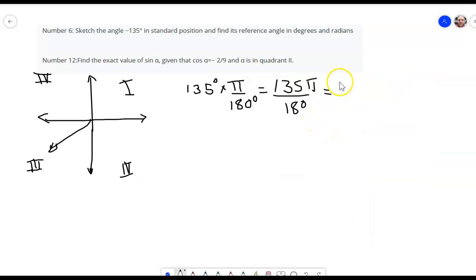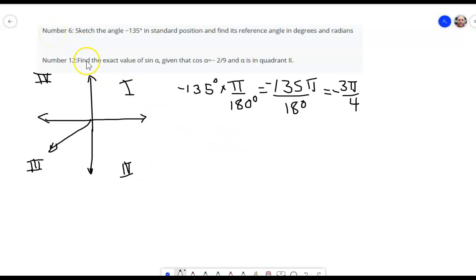So this is going to be 3 pi over 4. And remember, this is a negative here, which I should have put in the beginning. So this is going to be -3 pi over 4. So this is going to be my radians here. And that should be a negative there as well. All right, so this is the answer for the first one, number 6.